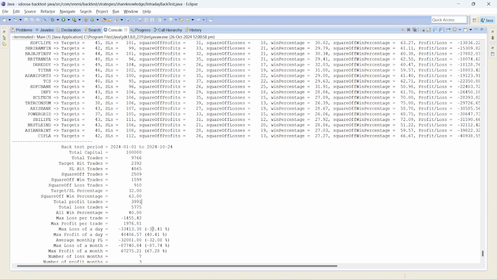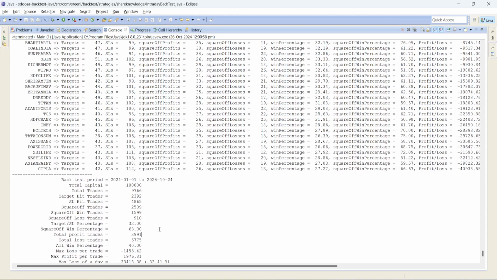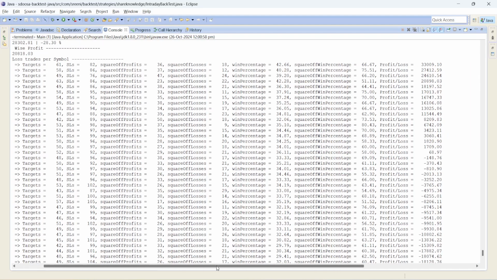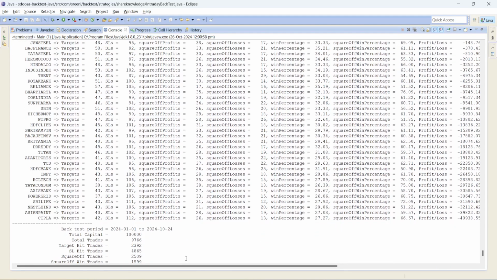The remaining parameters are not valid in this case because we have run the test on all the Nifty 50 stocks. If we just look at the stocks from top to bottom, Maruti, Bajaj, Tata Motors, SBI Bank actually gave some good profits, but most of the stocks gave negative results.